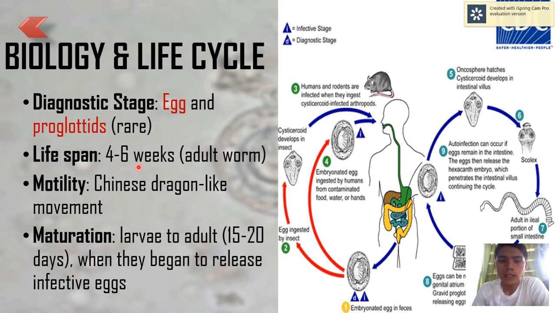So, motility is Chinese dragon-like movement. So, para siyang Chinese dragon. So, in the next slides, I will show you a video demonstrating the motility of the adult worm. The maturation from larvae to adult, it takes 15 to 20 days when they begin to release infective egg. From larvae to adult, tapos mag-lay siya egg, 15 to 20 days to siya.